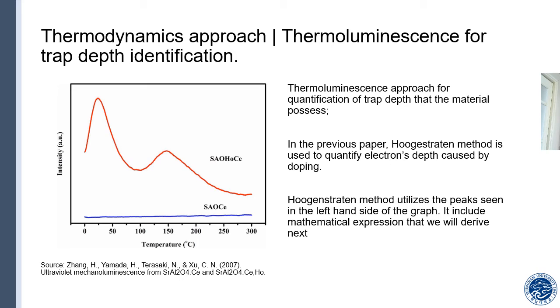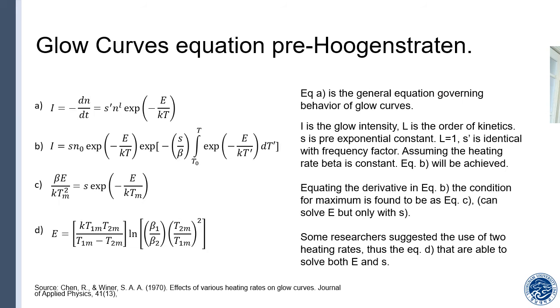In this paper, they are using the Hoogenstraaten method to quantify the electron depth caused by the doping. There are two because there are two dopings that the researchers used, and the Hoogenstraaten method utilizes the peaks seen in the left-hand side of the graph, and it includes the mathematical expression that we will derive in the next slide. Now, this is the equation that we will try to derive from the Hoogenstraaten method.